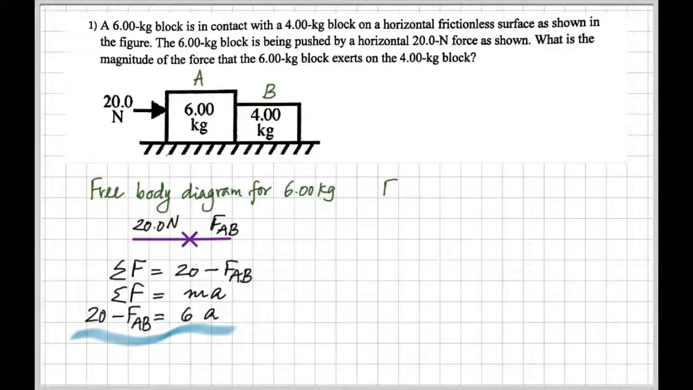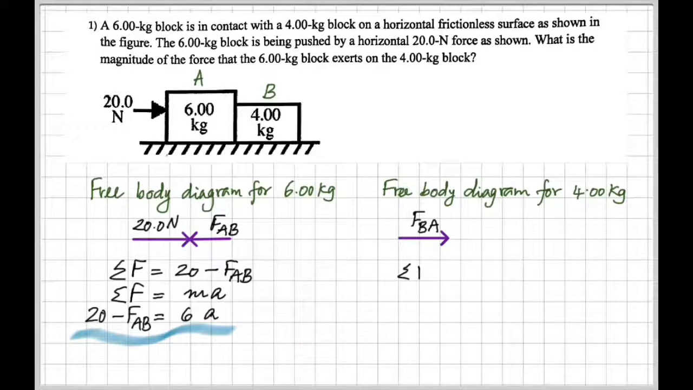Now let's do the same thing for the 4 kilogram object. You have to draw a free body diagram, and in this case, there is only one force that acts on the 4 kilogram object, and that is going to be the force by A on B, which is written as FBA. So that's the net force, and net force is mass times acceleration. In this case, it would be 4 times the acceleration.